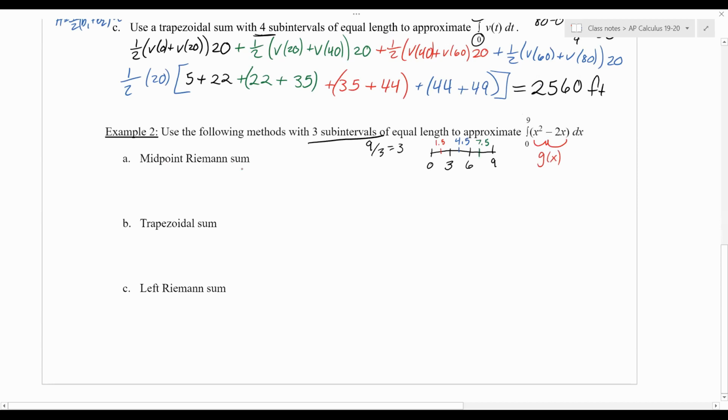And for my midpoint Riemann sum, I know my base is 3, and my first midpoint is at 1.5. So times g of 1.5. For my second rectangle, the bottom of my rectangle is still 3, between 3 and 6. And I'm going to use the height at 4.5. So 3 times g of 4.5. Plus my last rectangle, the bottom is still 3, times the height is at 7.5.